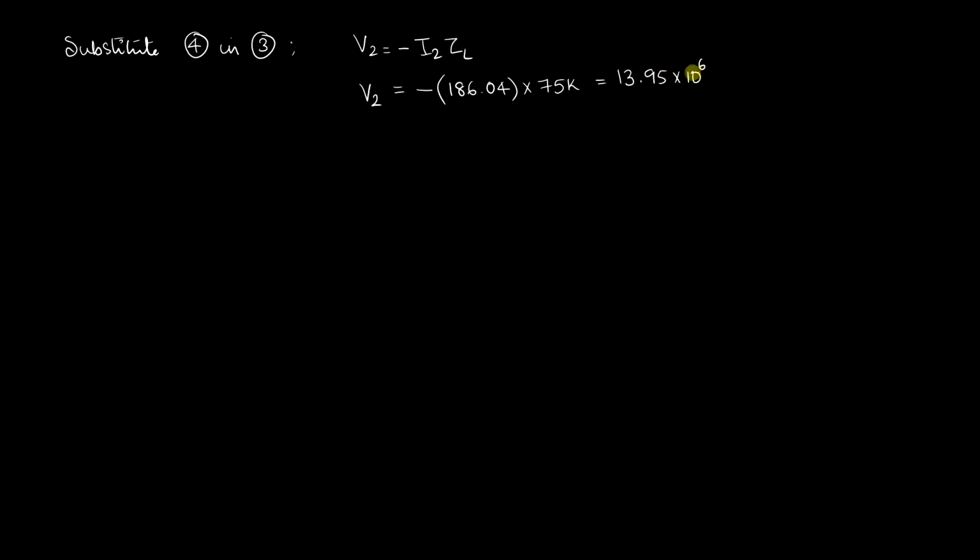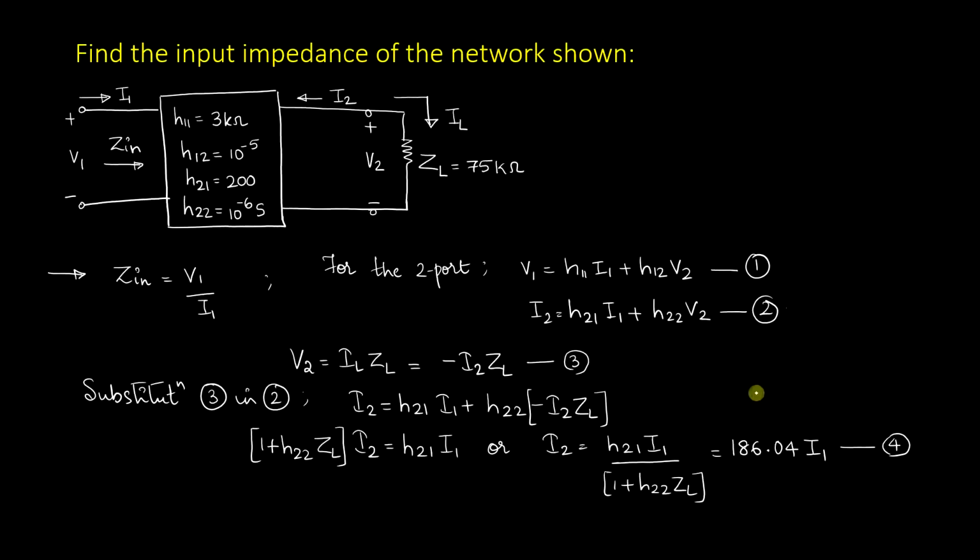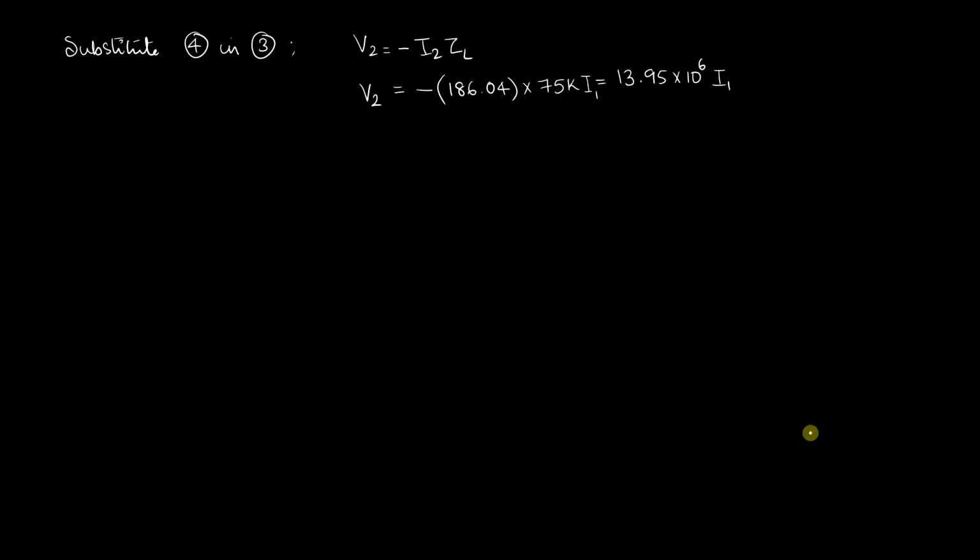This is with respect to what? Here there is one parameter that is missing, that is I1. So into I1. You can see that previously we had I2 equal to 186.04 I1. That is why when I write the equation, it is 186.04 I1 into 75 kilo. So the final result will be in terms of I1. I will name this as equation number 5.